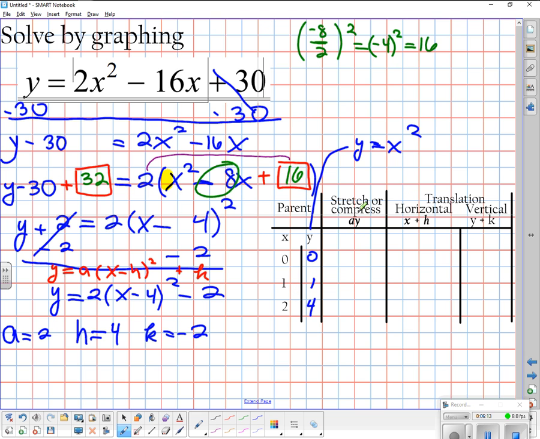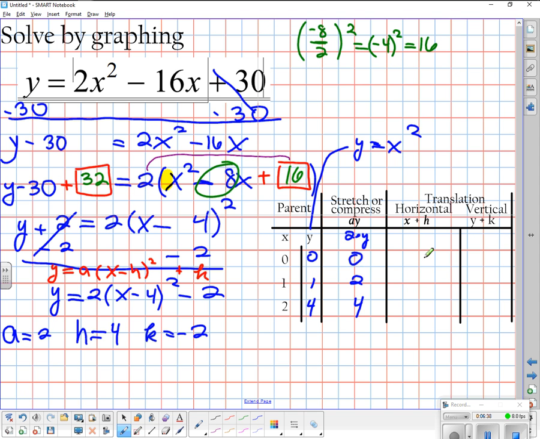Now, stretch or compress: a is multiplied by y. In this problem, a is 2. 2 multiplied by y. So take all the y values multiplied by 2. Take all these y values. 2 times 0 will give you 0. 2 times 1 is 2. And 2 times 4 is 8.